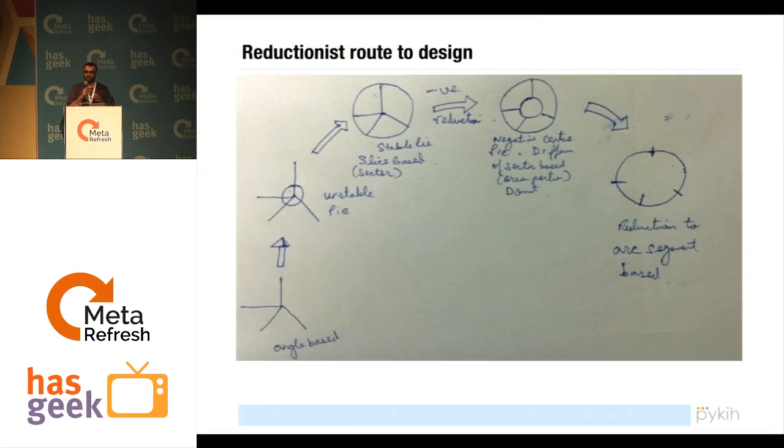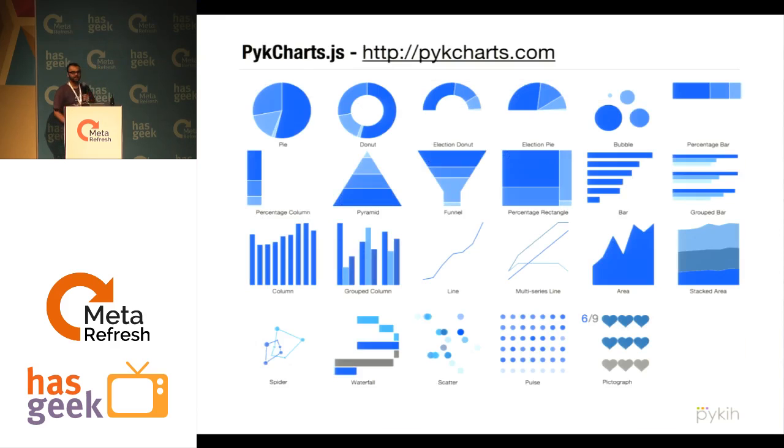PykCharts is essentially, we take a very reductionist approach to data design. When you start applying those principles, you end up eliminating a lot of visual encoding so that you get a design which is communicating data at first glance. We took these principles and built PykCharts.js. It's an open source library built on D3.js.